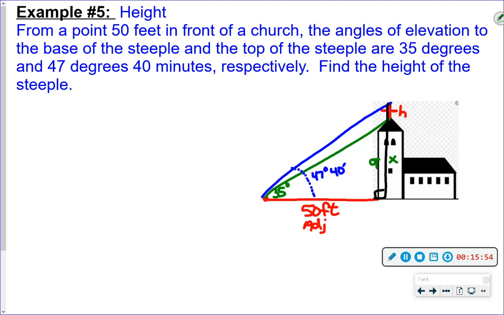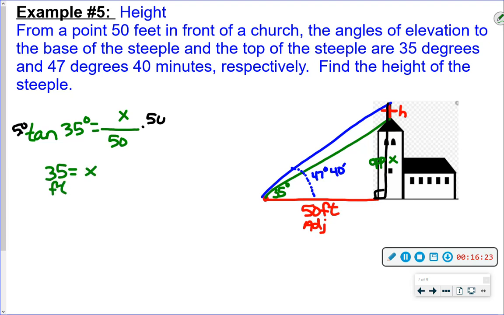We need the opposite. So I'm going to use my 35. I need opposite of 35, and we know adjacent 50. So I'm going to do tan, because we have multiple right triangles in this picture. Opposite, adjacent. Just like all the other problems, I'm going to multiply each side by 50. And I typed that in the old calculator, and you end up with about 35 feet. Every value in the problem was a whole number, so I just went with a whole number. So I'm going to go ahead and label that on my picture.